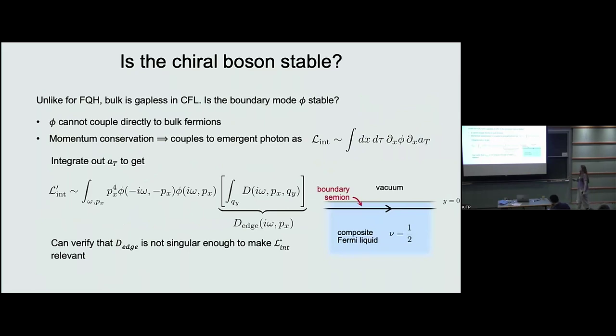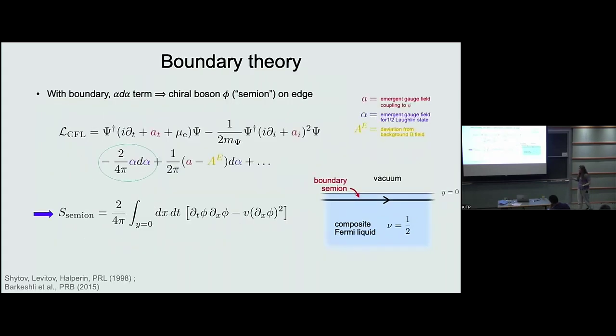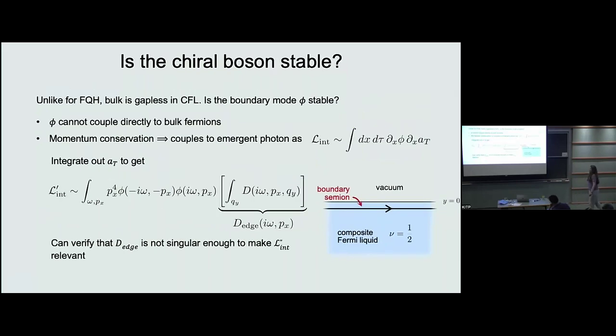Well, first of all, it cannot couple directly to the bulk fermions, right? This phi here comes from this alpha, and alpha doesn't couple anywhere to the actual fermion degrees of freedom themselves. It only couples to the fermions via the emergent gauge field little a here. Okay, so how can it couple to that little a? Well, because of momentum conservation, it can only couple to the emergent photon in this form: partial x of phi, x being this direction, and partial x of a transverse.